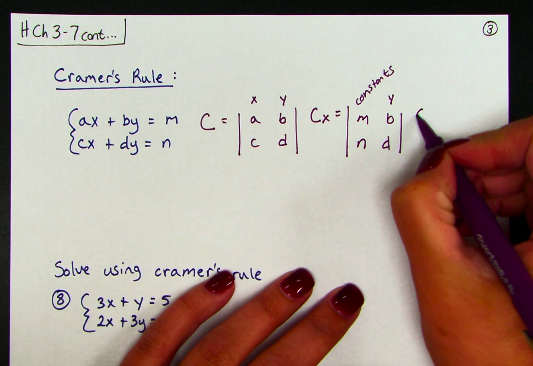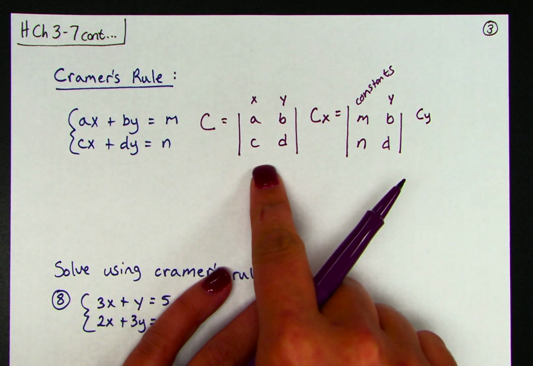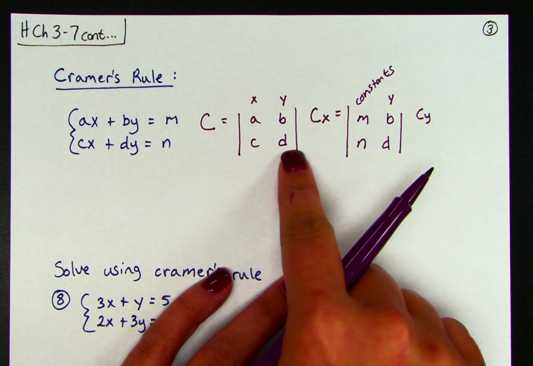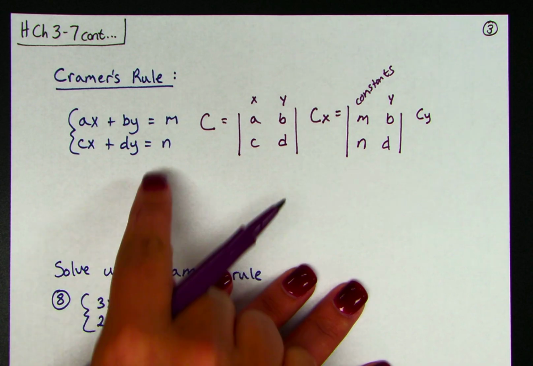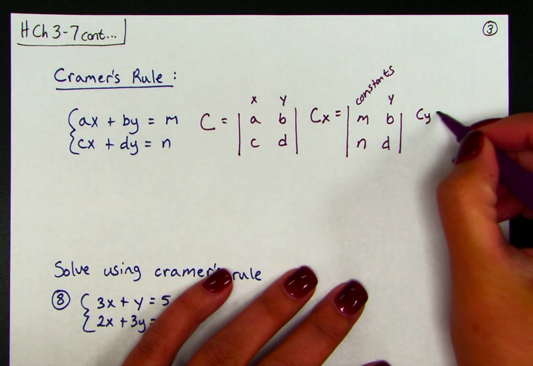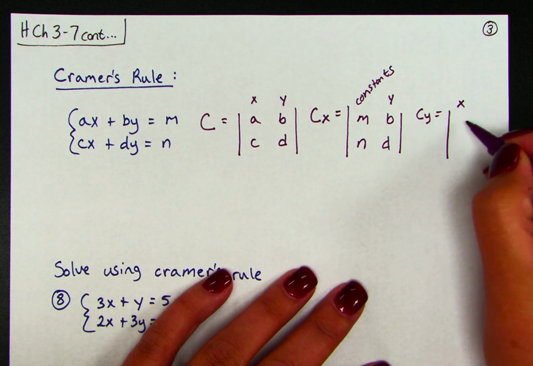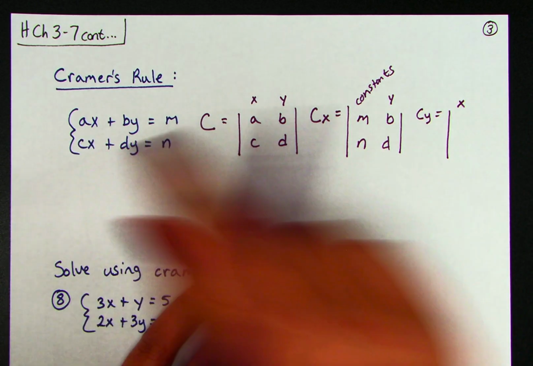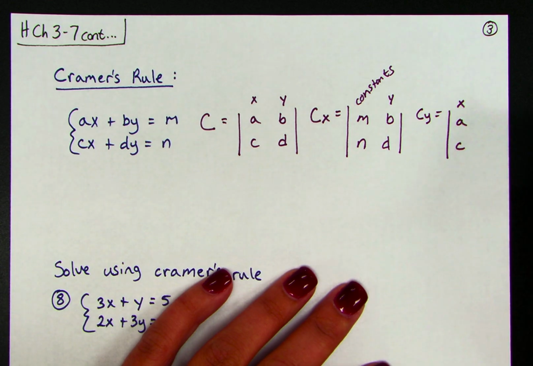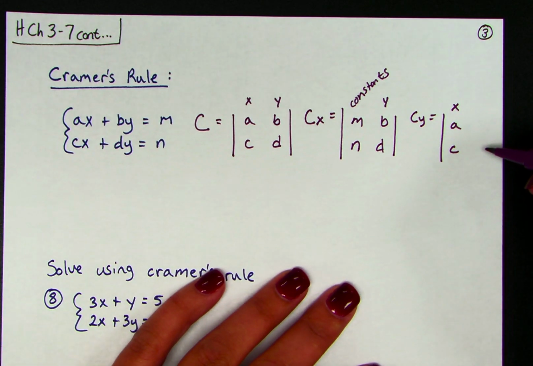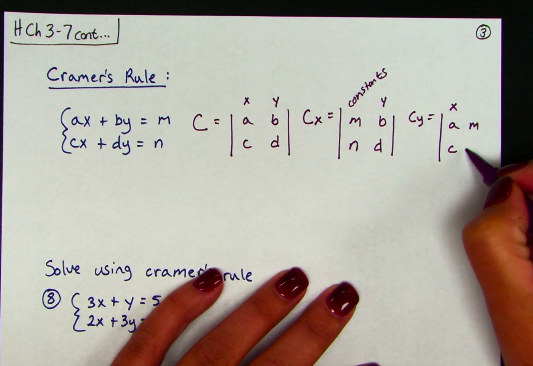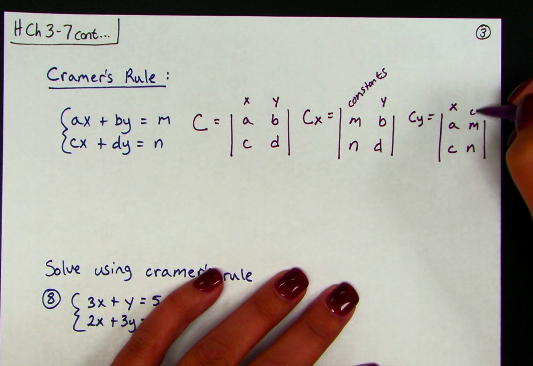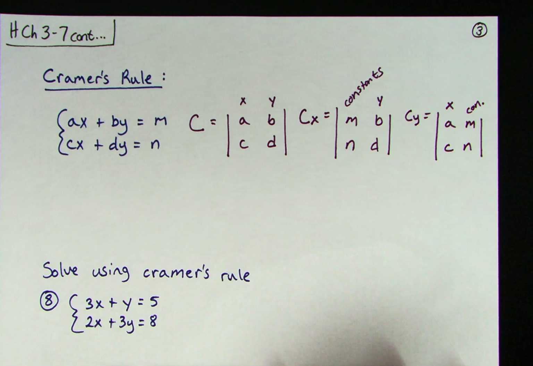And then we're going to have a Cy matrix. So from my coefficient matrix, this time I am replacing the y column with the constants. So whatever letter we're trying to find in that column, we are replacing that with what our equations are equal to. All right, so x stays the same, so I'm using a and c. And then where my y would be, we are now writing the constants. So that's going to be the m and the n. Okay, so I'm going to abbreviate constant.